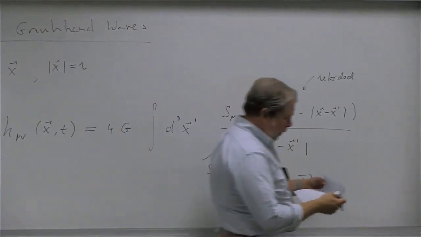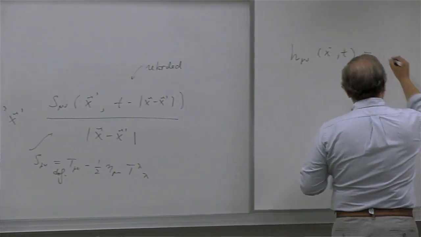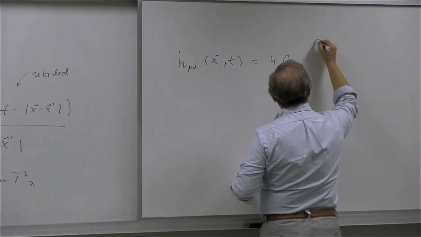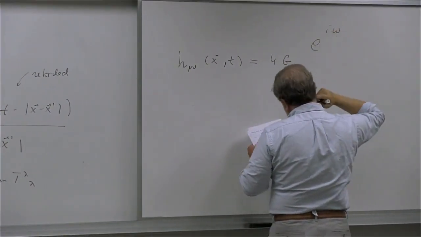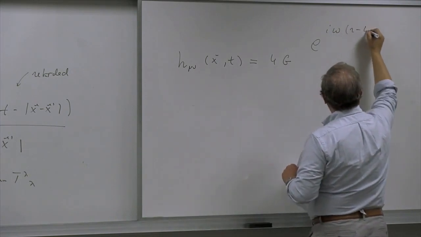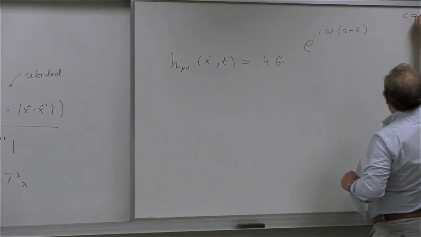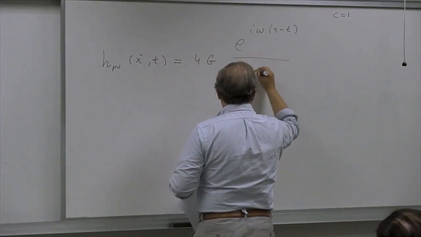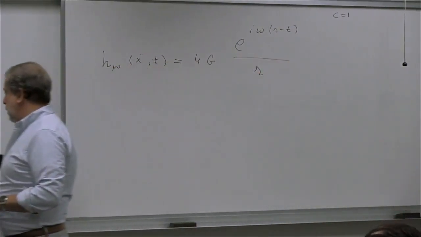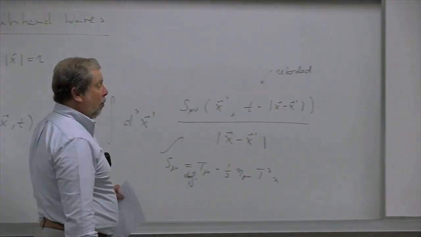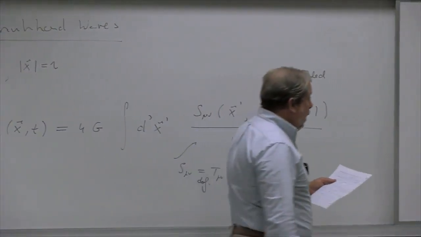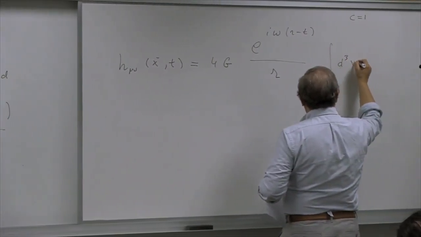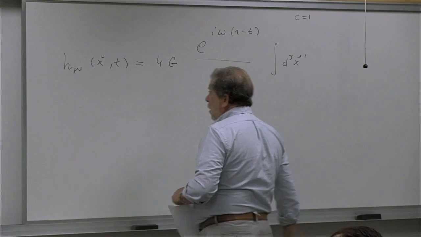is equal to 4G times e^{iω(r − t)}. Remember that the speed of light, of course, is 1, so that's why we have just that combination. And then divided, as I said, by the r, which is what's left over of the |x − x'| to leading order when we look at large distances. And then some piece which is left over, which depends on x'.